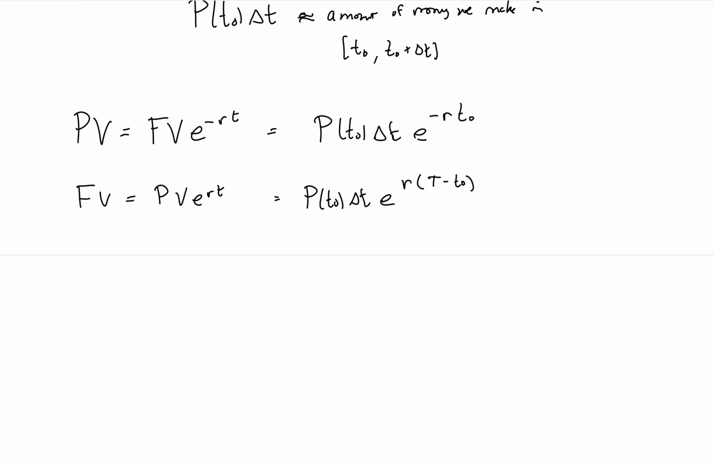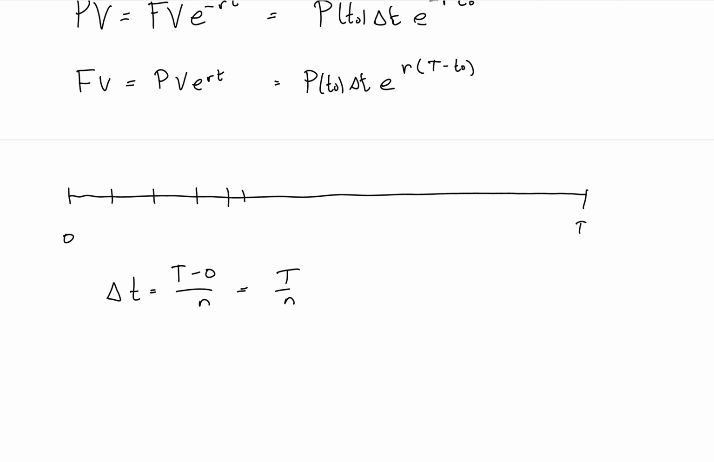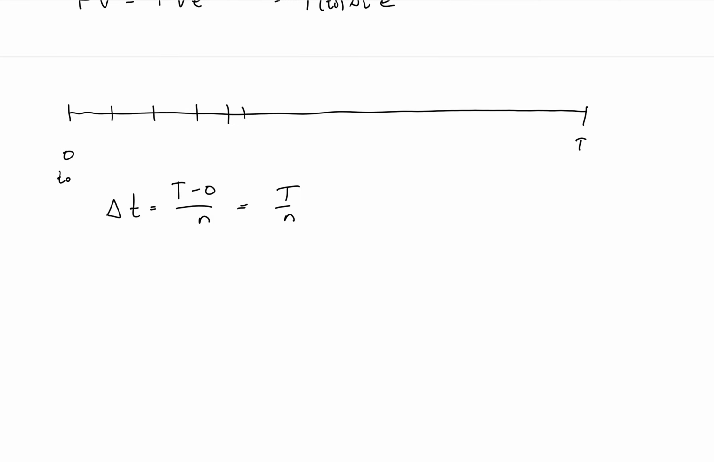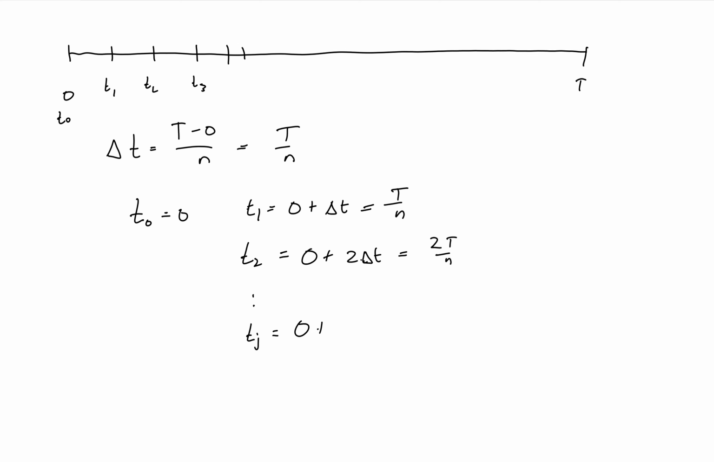So let's think about how we do the entire interval now. We're going to break it up into pieces just like we have been doing. So let's break it up into n pieces. So delta t is going to be t minus 0 over n, so t over n. And let's call these t0, t1, t2, t3, and so on. So t0 is 0, t1 is 0 plus delta t, which is t over n, t2 is 0 plus 2 delta t, which is 2t over n, and so on. So general tj is 0 plus j delta t, which is jt over n.